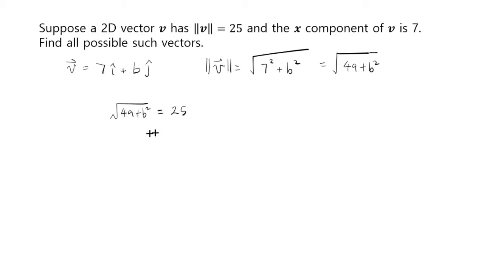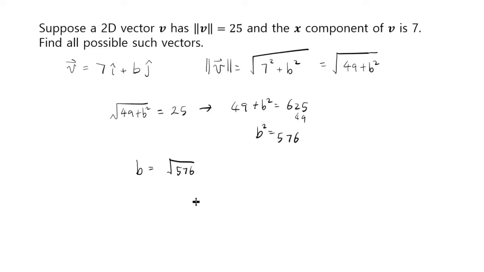So you square both sides and you get 49 plus b squared equals 625, because 25 squared is 625. And then subtract, you have b squared equals, let's see, this will be 576. So you get b as the square root of 576.